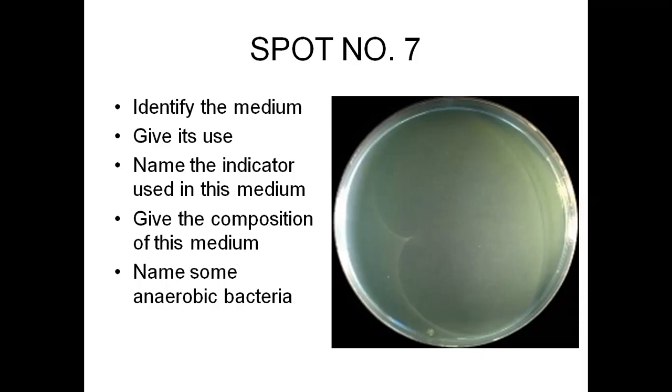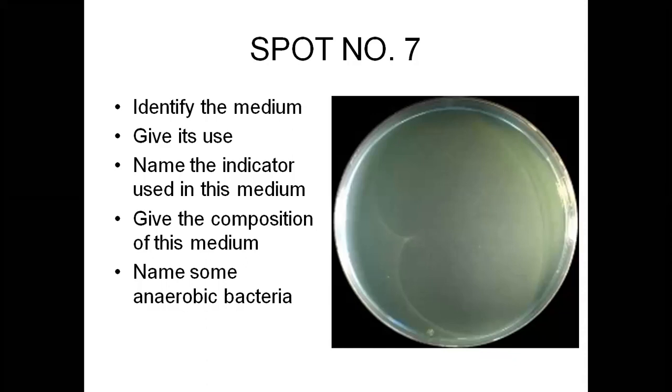Name some anaerobic bacteria. Most common are all the Clostridium species. So all the Clostridium species, they are anaerobic. So make a list of some other anaerobic bacteria also, emphasizing here that anaerobic means lack of oxygen, aerobic means presence of oxygen.